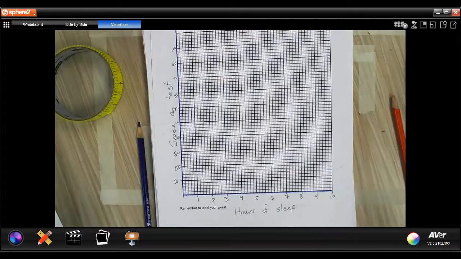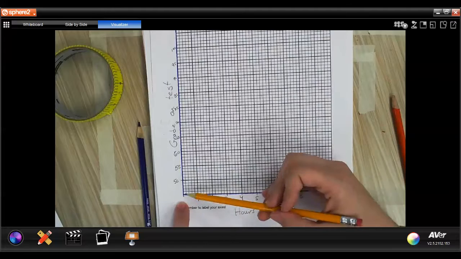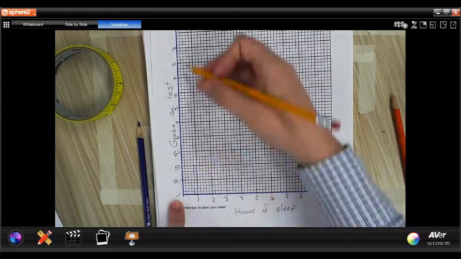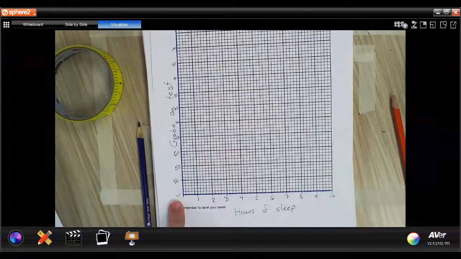All right, your graph will look slightly different from mine, okay? So I chose to go from 0 to 10 on my x-axis for hours of sleep, and then from 45 right here, all the way up to 100 on my y. So yours is going to be slightly different from mine, and that is okay.